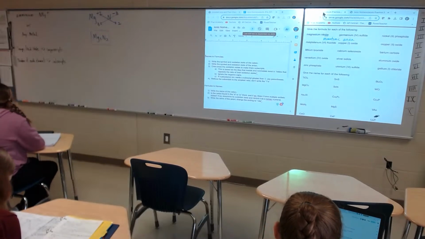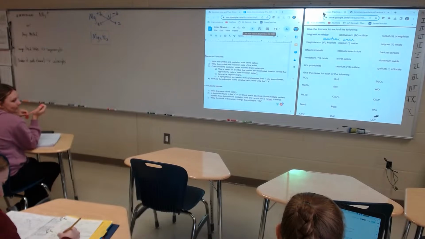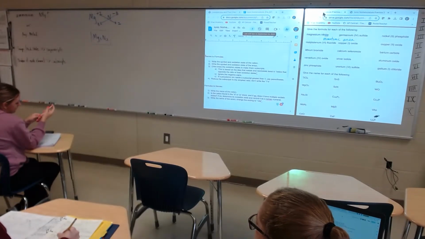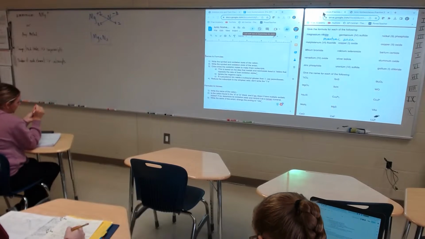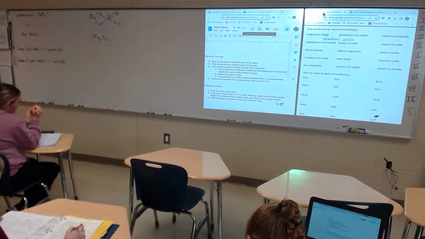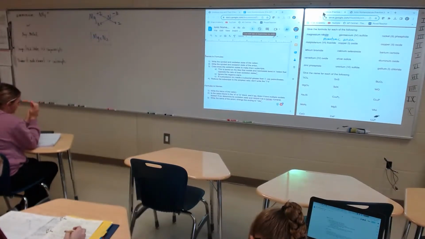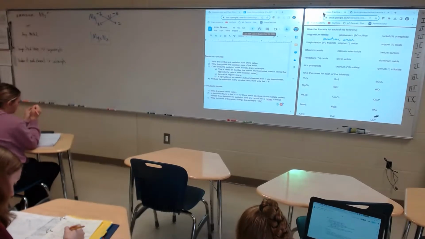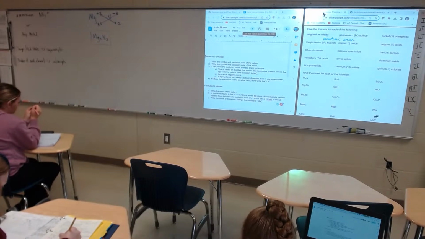The exceptions to that Roman numeral rule, if you remember from the other day, are that silver is always +1, zinc and cadmium are always +2, and aluminum is always +3. They will not give you Roman numerals for those 4 elements. You're expected to know that silver is 1, zinc and cadmium are 2, and aluminum is 3. The rest of the D and P block metals should have a Roman numeral in parentheses right after their name.